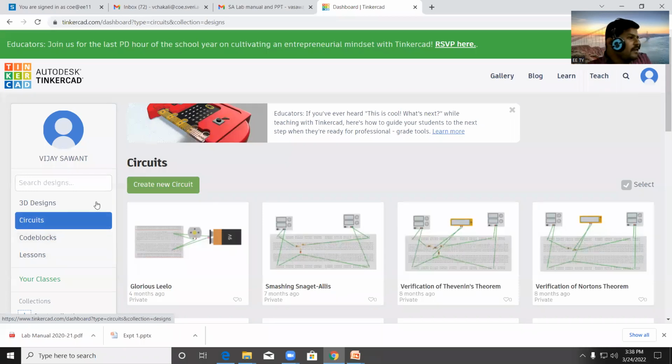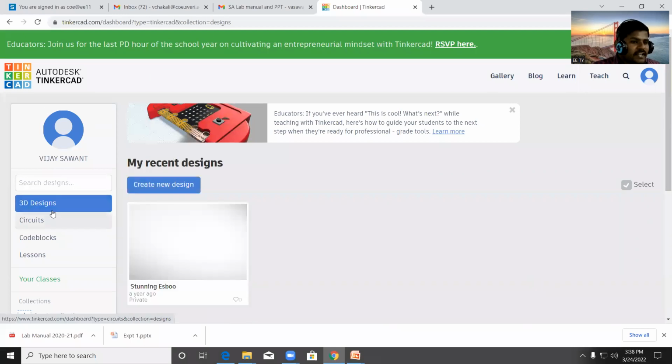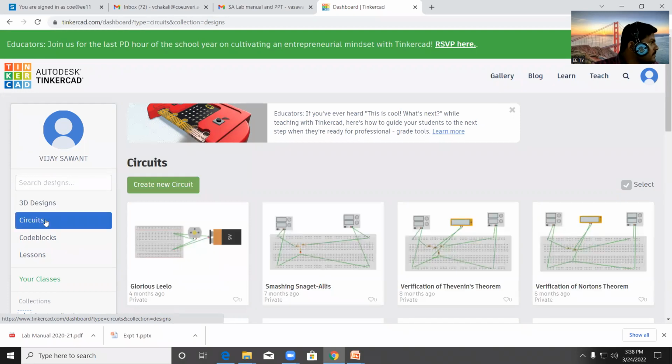See, you just want to sign in. I have already signed out, so when I put my email ID and the password, you will go to that dashboard, right? In that there is some 3D design. We want to use the circuit design, so just open circuit design.